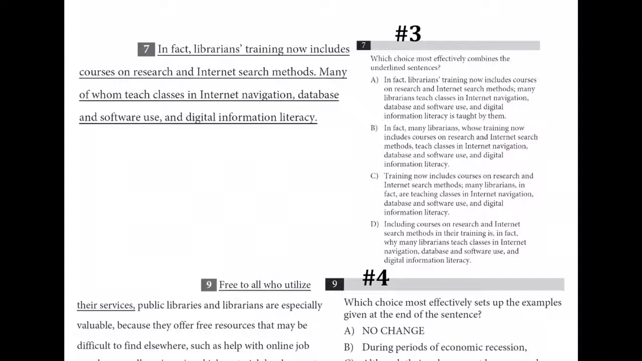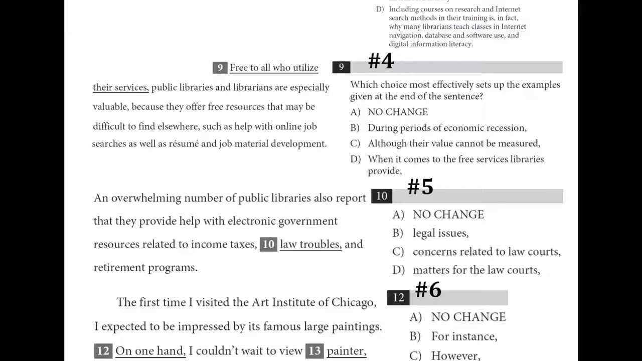Number 7. Which choice most effectively combines the underlined sentences? B. Choice B is the best answer because it consolidates references to the subject, librarians, by placing the relative pronoun whose immediately following librarians. This results in a logical flow of information within the sentence. A, C, and D are wrong because they each fail to place librarians as the main subject of the sentence without redundancy.